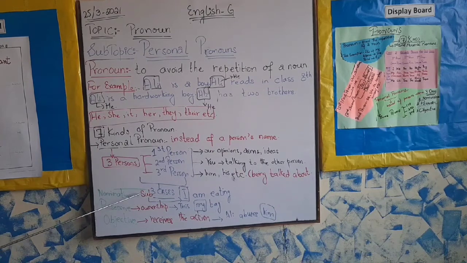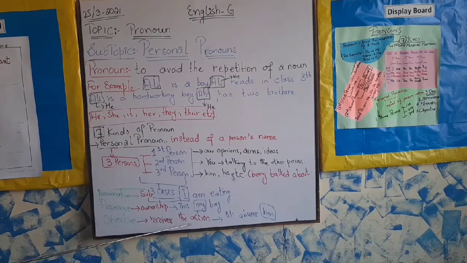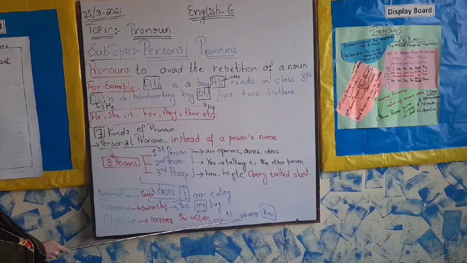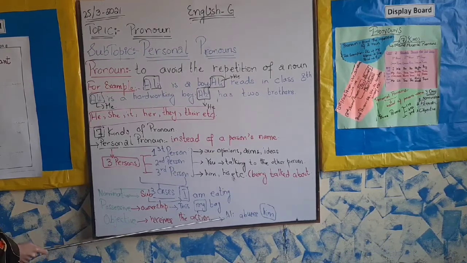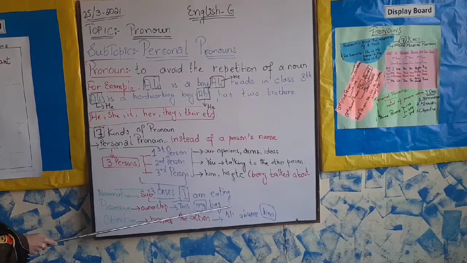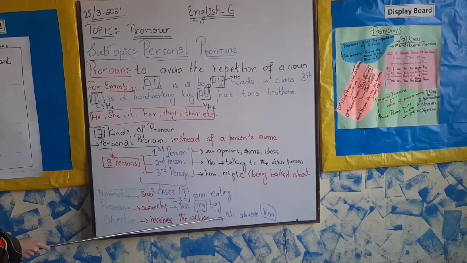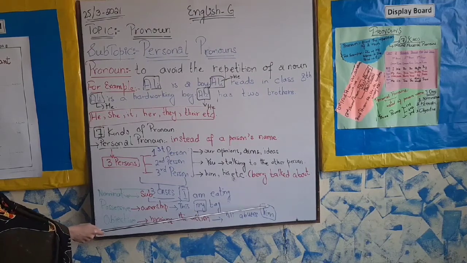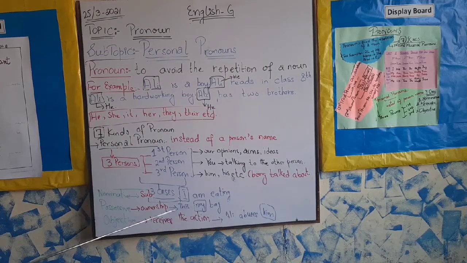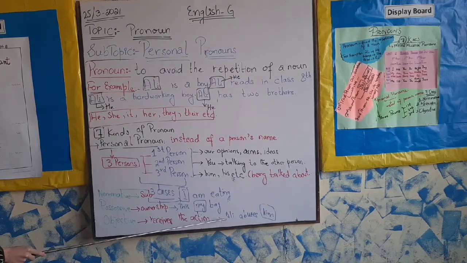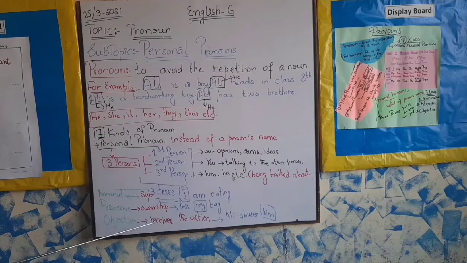And in objective case, when the subject performs an action in a sentence and that action is received by an object, it is known as objective case. As I gave you the example, Ali abuses him. Ali is performing an action, so he is the nominative case, acting like a subject. His action is received by him, so him is objective case. The one who receives the action from the subject is known as the objective case.